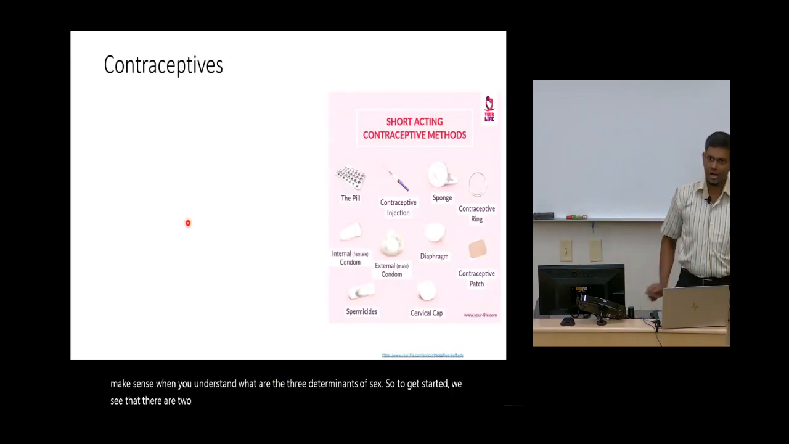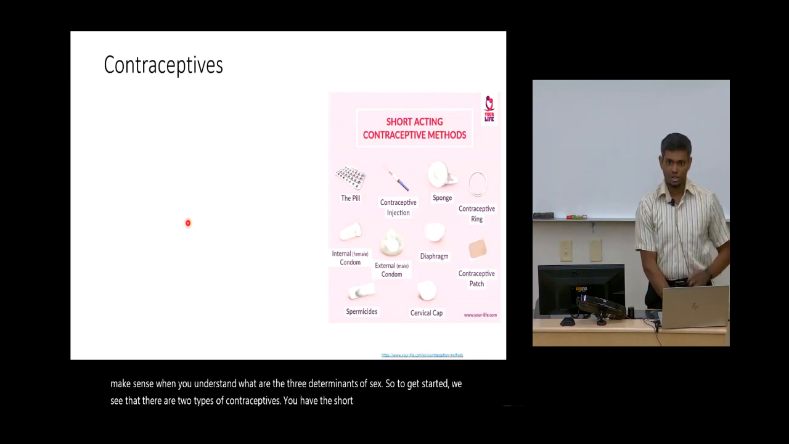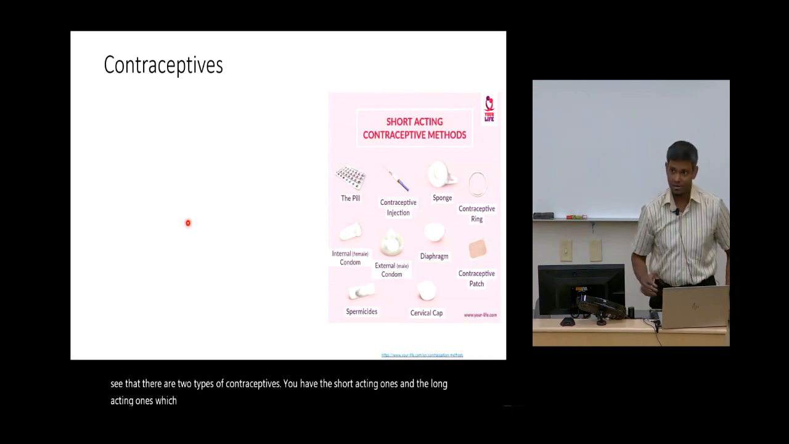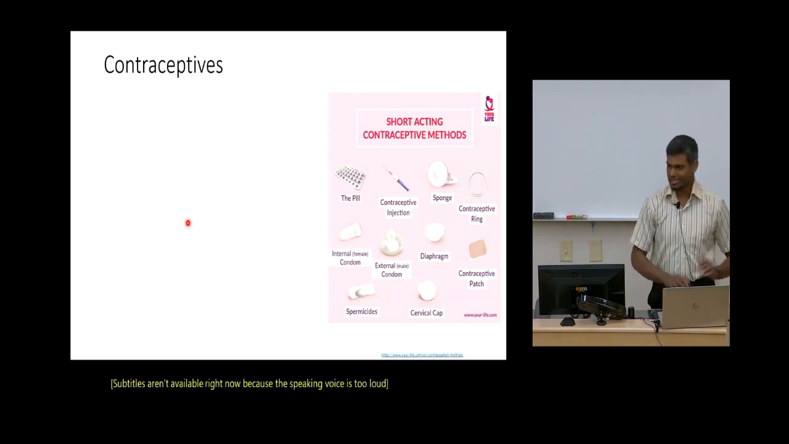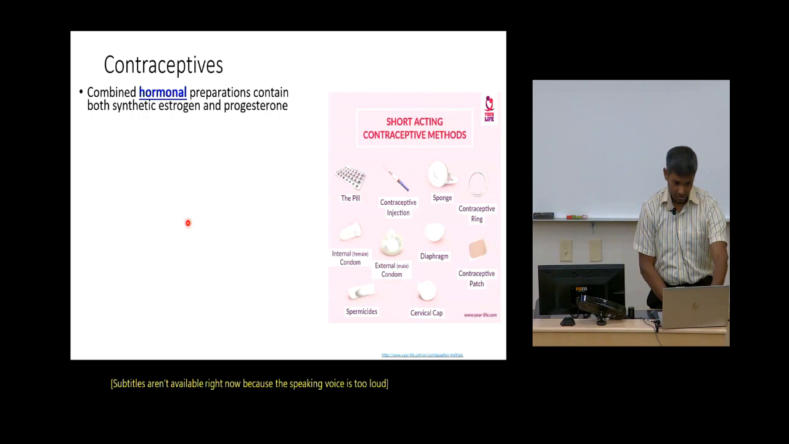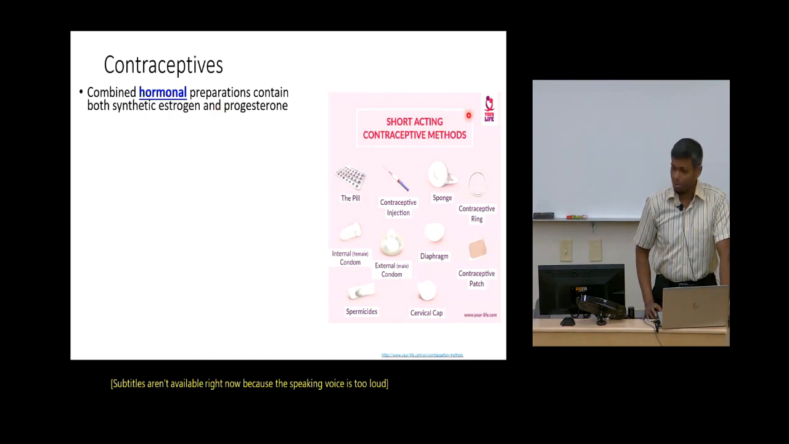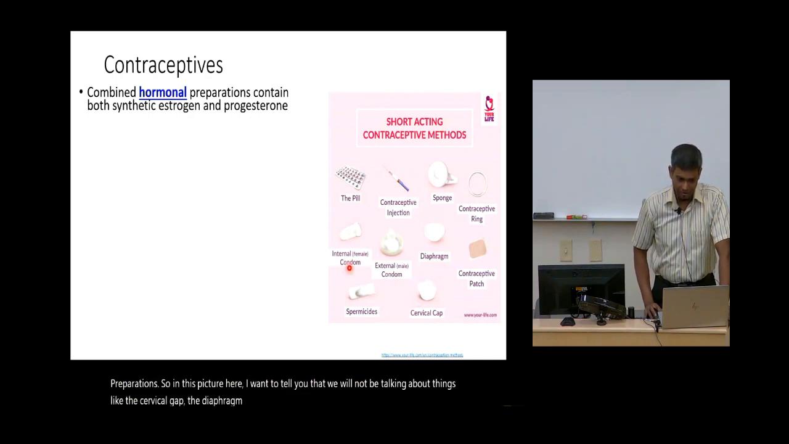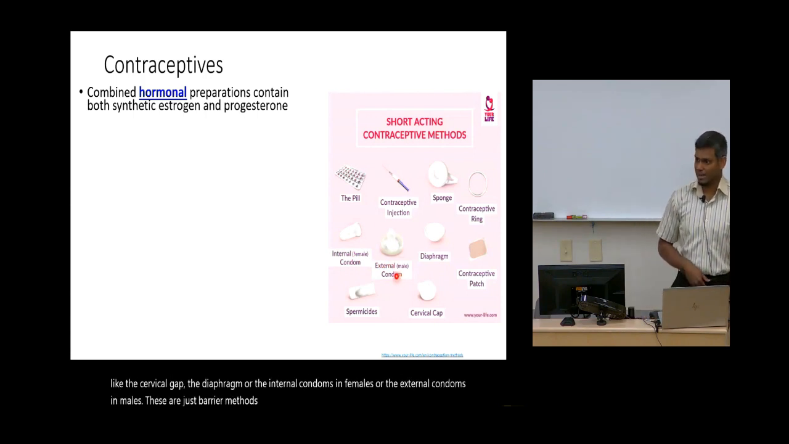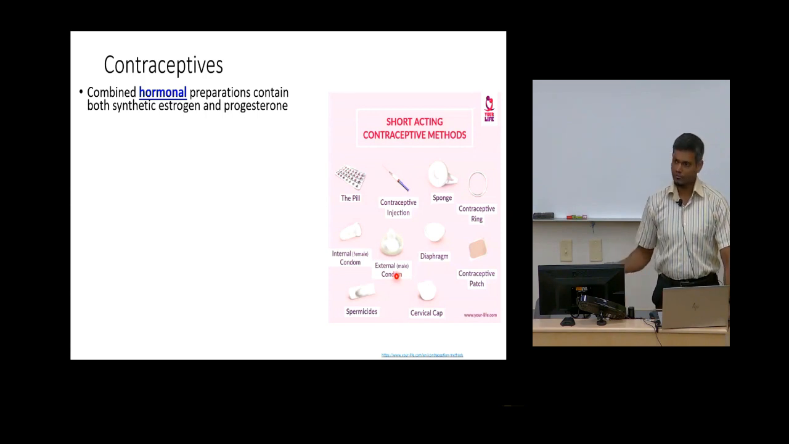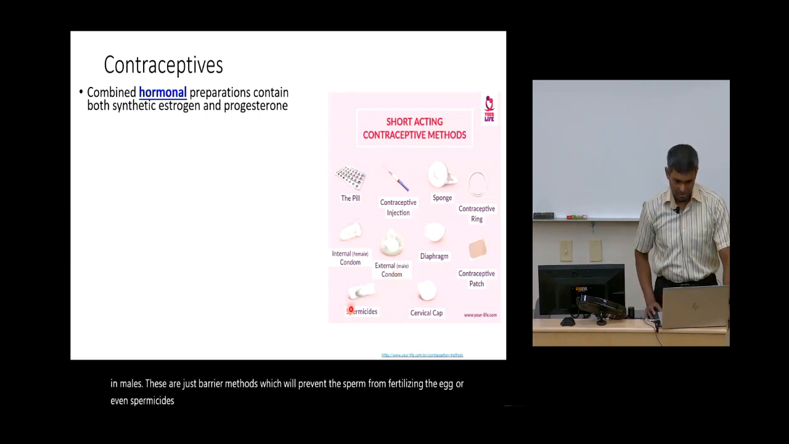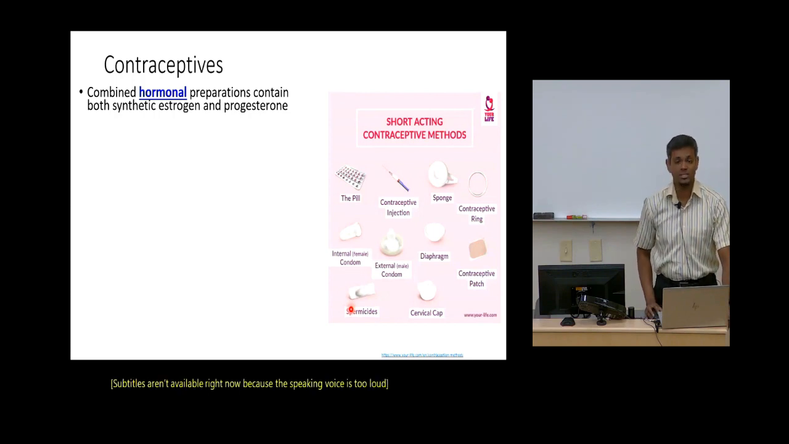So to get started, we see that there are 2 types of contraceptives. You have the short acting ones and the long acting ones, which can have their protective or their contraceptive function for several years. And so we will mainly focus on the contraceptives which are based on hormonal preparations. So in this picture here, I want to tell you that we will not be talking about things like the cervical cap, the diaphragm, or the internal condoms in females or the external condoms in males. These are just barrier methods which will prevent the sperm from fertilizing the egg, or even spermicides which will kill the sperm, right? So these are things we won't talk about.